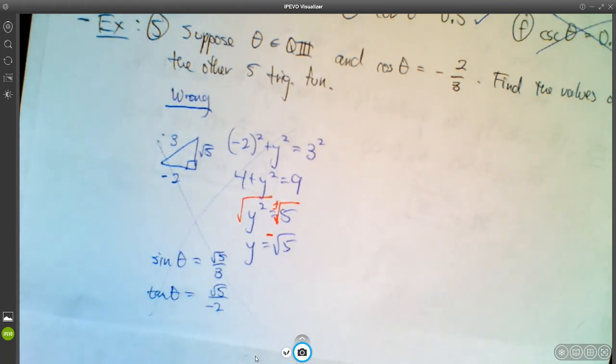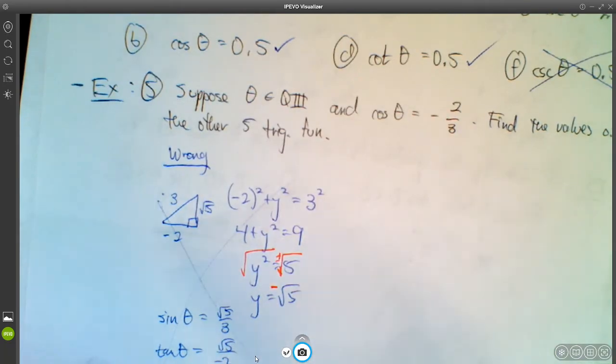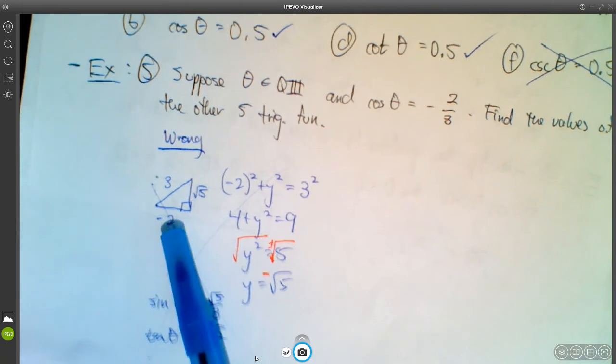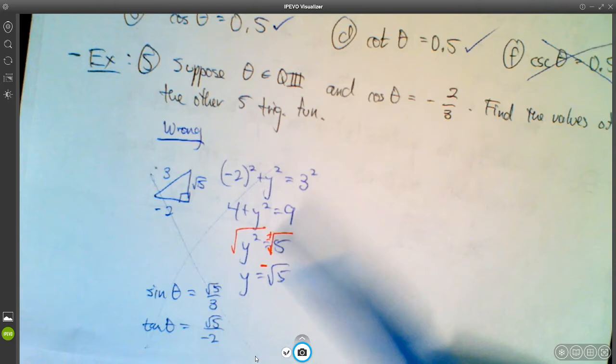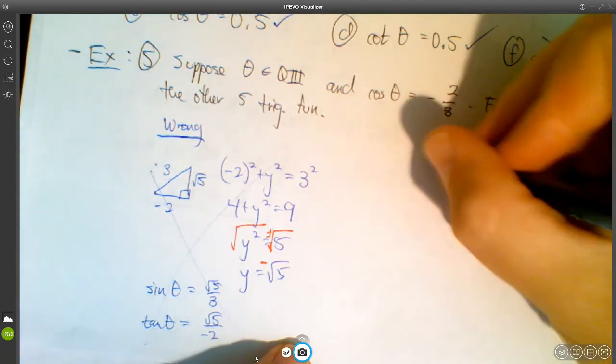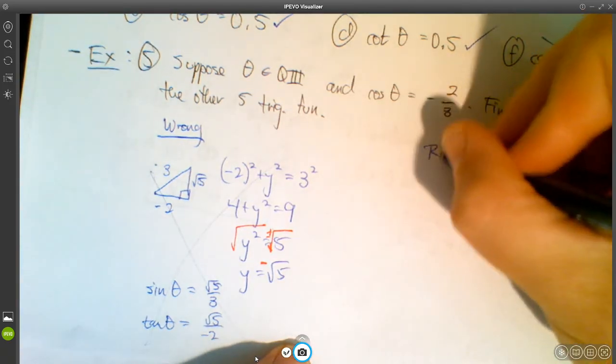On a test or a quiz, if I ask you this kind of question and you draw this picture, I'm going to take a couple points off, at least a couple of points, because this picture does not help you figure out if y should be positive or negative. What you need to do is draw the angle in standard position. So this is the right way to do the problem.